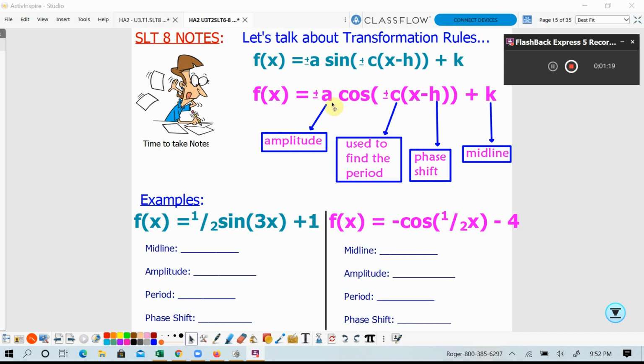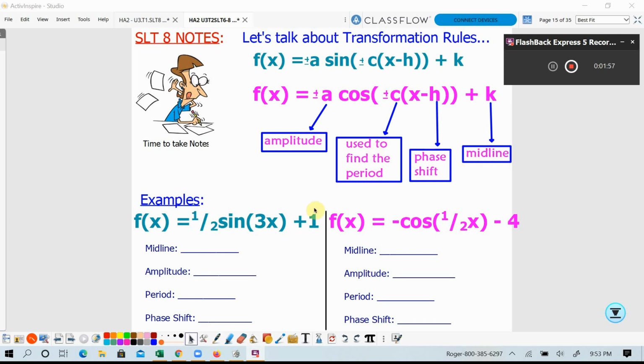Connecting this to trigonometry, A is what's referred to as your amplitude. And in application problems, we connected this to the radius of a circle, in an application problem we've focused on in trig. The C is used to find the period of the function you're working with, whether it's a sine or a cosine. The H is what we refer to as a phase shift. So it is still a horizontal translation, but just called by a different name, a phase shift. And we refer to the K as the midline. That is the midline of our function.